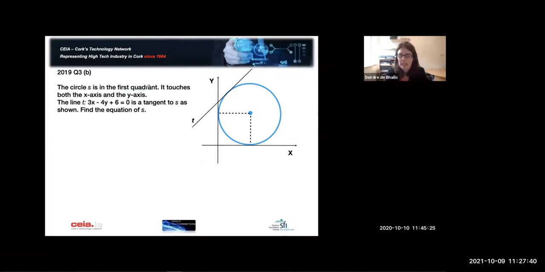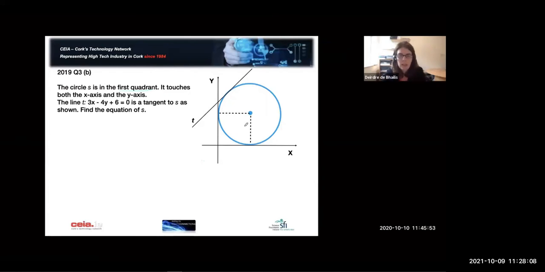It touches both the X and Y axis. So we took a look at the special cases there. So what we know now is the radius is going to be the same distance as both the X and the Y points on the center of the circle. That gives us another little piece of information. We know that it's either going to be 3, 3 or 2, 2 or 4, 4. X and Y are not going to be different to each other because the radius can't be different at different points.